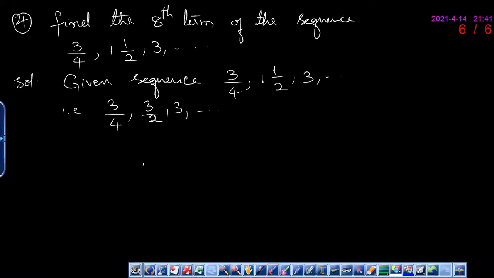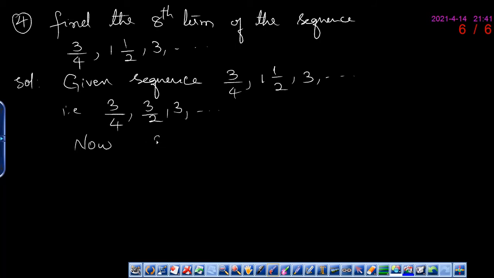So find the eighth term of the sequence 3 upon 4, comma 1, 1 upon 2, comma 3. The problem doesn't tell us whether it is in GP or not, so we need to find that. For that we simplify the mixed fraction into an improper fraction.